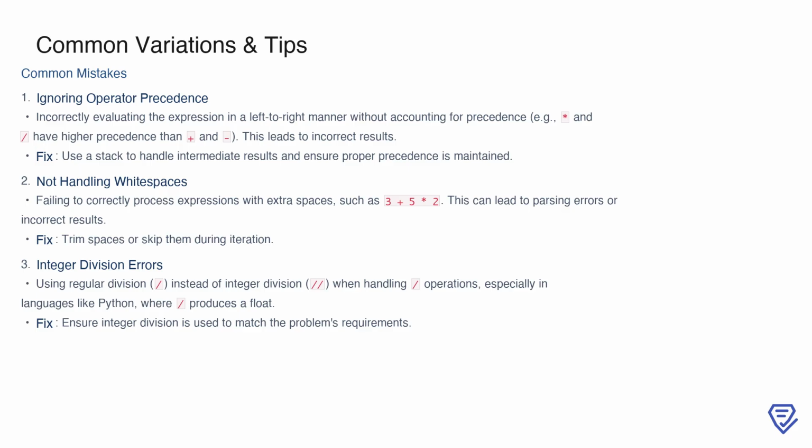For instance, in Python, using the slash operator produces a float, which might not meet the problem's requirements. Always ensure you're using integer division, like the double slash operator in Python, to maintain correctness.